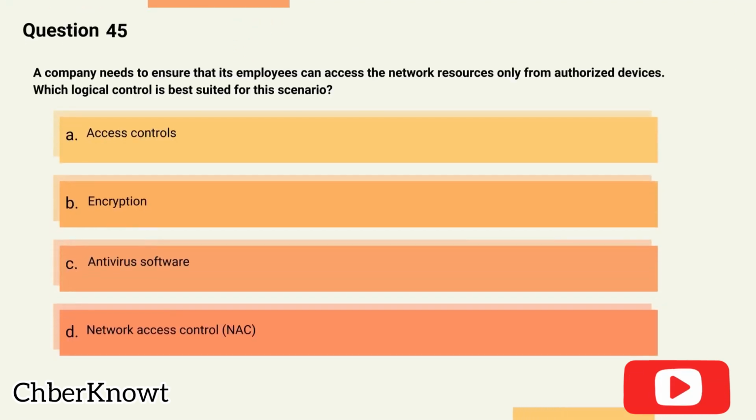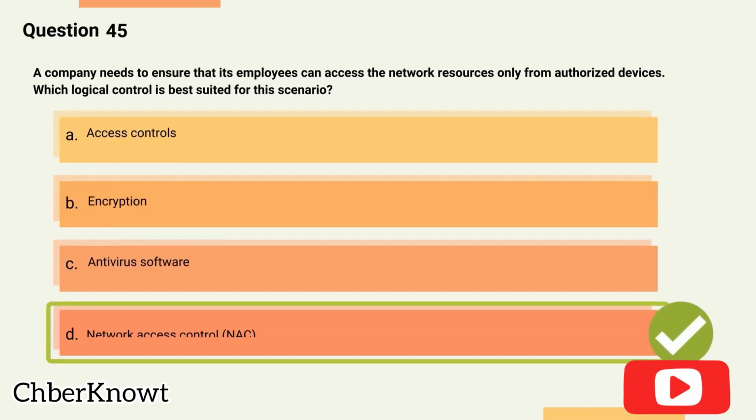Question 45. A company needs to ensure that its employees can access the network resources only from authorized devices. Which logical control is best suited for this scenario? Option A. Access controls. Option B. Encryption. Option C. Antivirus software. Option D. Network access control, NAC. The correct answer is option D.